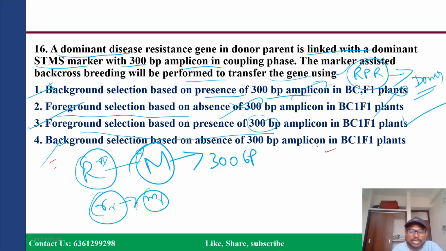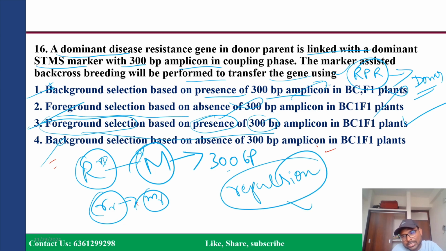It will not be background. When you are selecting a desirable gene, you should automatically choose foreground. Then it should be presence, okay? Because it's a coupling phase. If it is in a repulsion phase, please answer in the comment box.